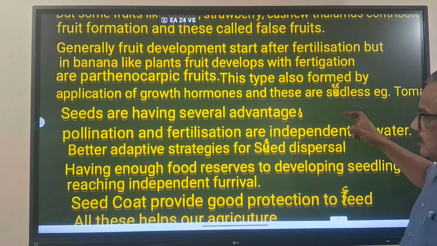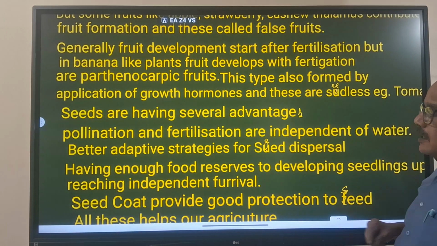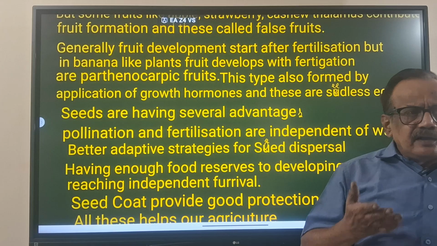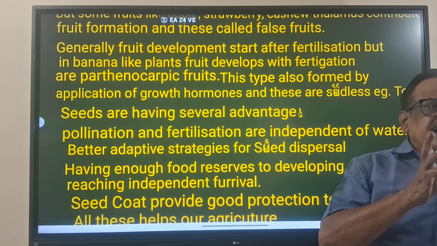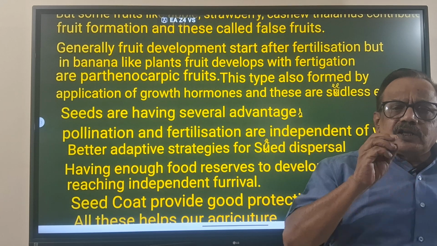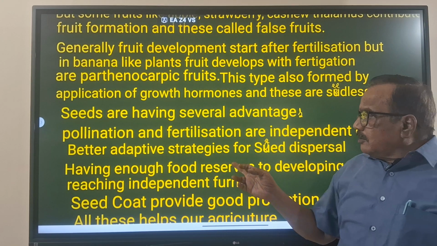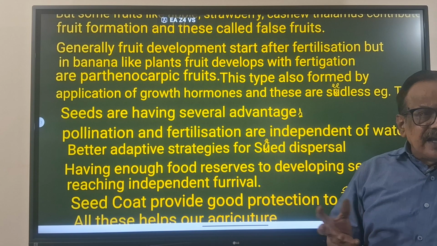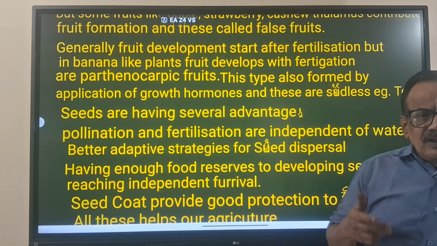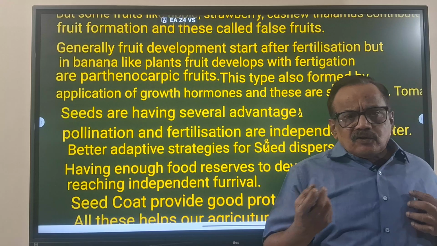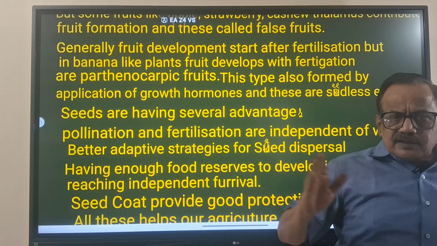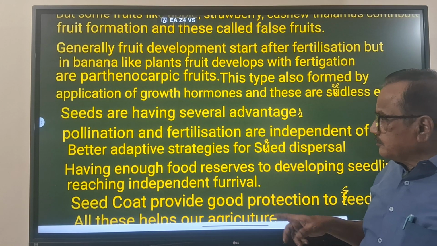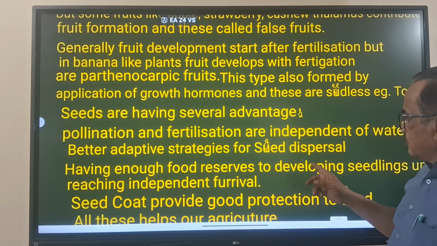And better adaptive strategies for the seed dispersal. Already I told, seed dispersal is anemochory, hydrochory, autochory, zoochory, like that it is. So this is how it is. The seed is forming, fruit is also forming. For the mango, the animals will eat that one and they will throw it somewhere. And jamun, that is guava, they will eat and from the excreta it will come out from the animals. Then they will germinate.